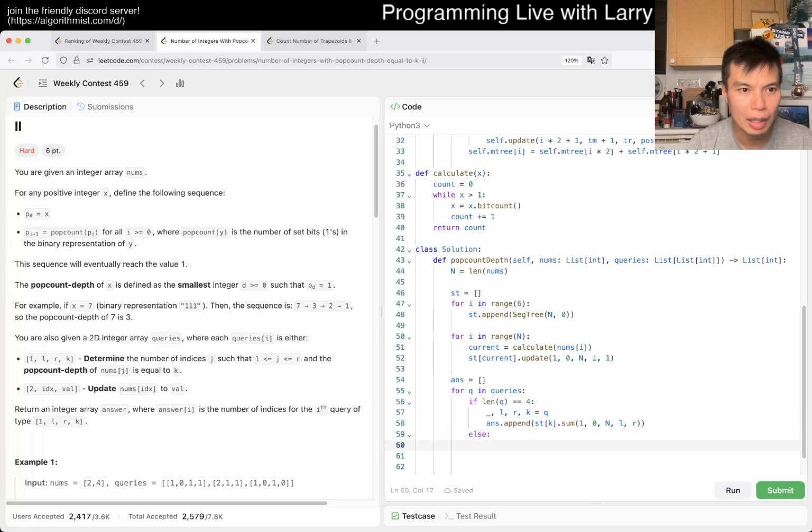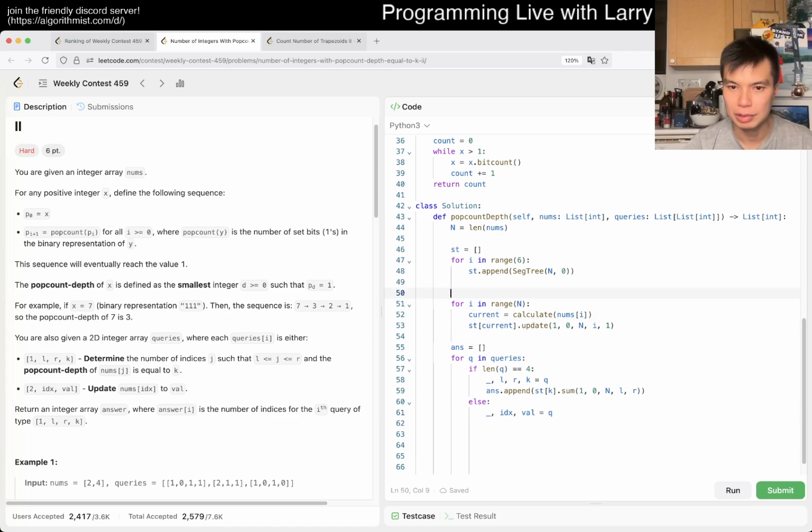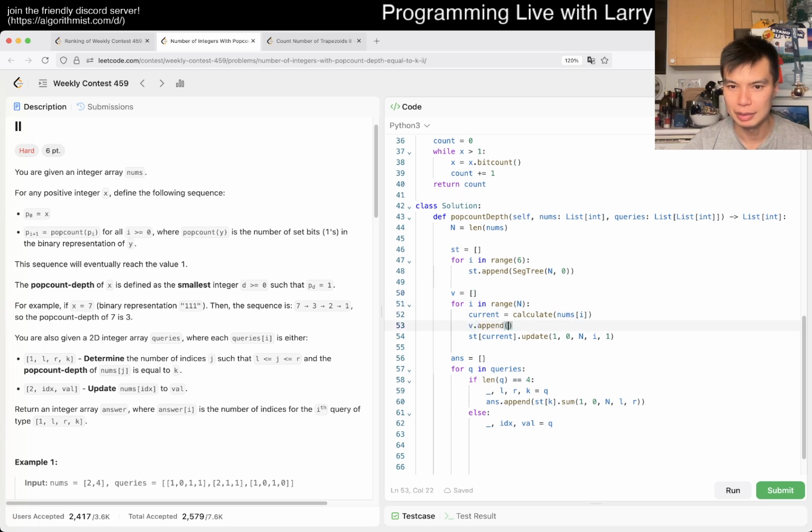Else we have, what is it? Index value is equal to q, and then basically we want to ask. Okay, we should do v is equal to v dot append. We just do vs for v's.